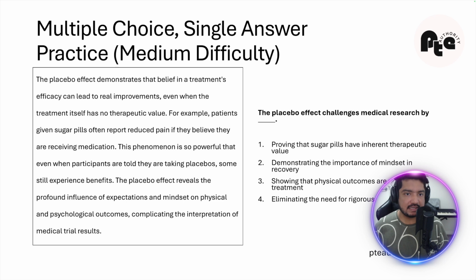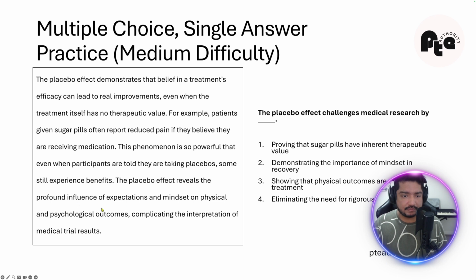Placebo effect demonstrates that belief in a treatment's efficacy can lead to real improvements even when the treatment itself has no therapeutic value. For example, patients given sugar pills often report reduced pain if they believe they are receiving medication. This phenomenon is so powerful that even when participants are told they are taking placebos, some still experience benefits. The placebo effect reveals the profound influence of expectations and mindset on physical and psychological outcomes, complicating the interpretation of medical trial results.